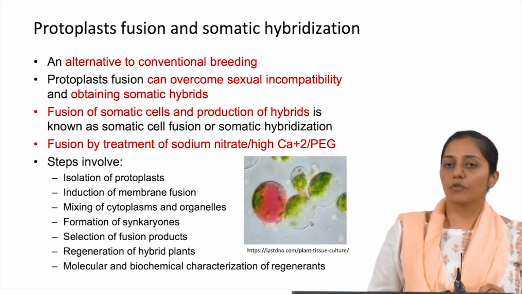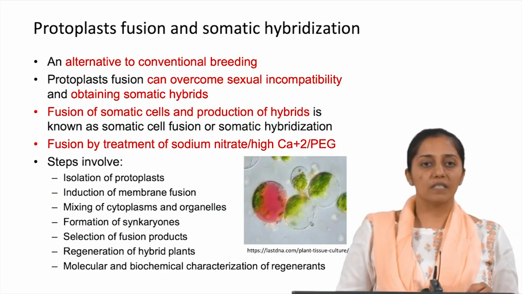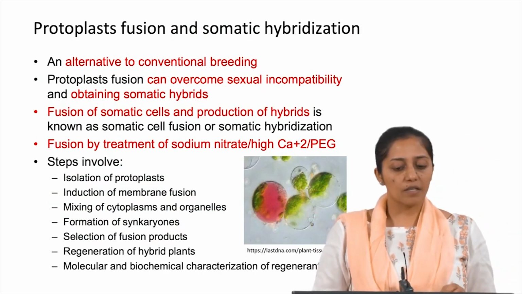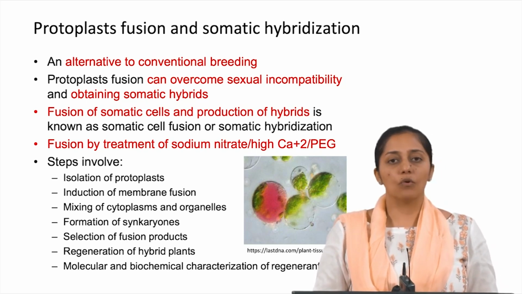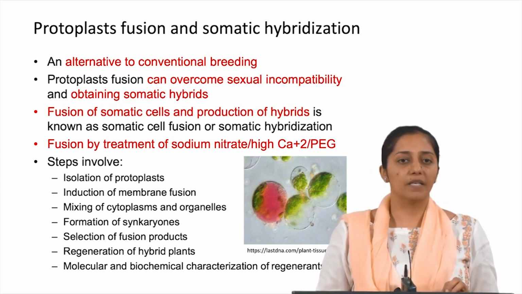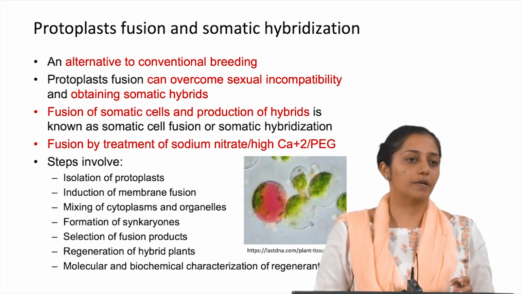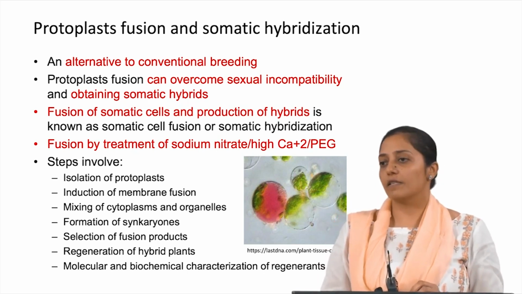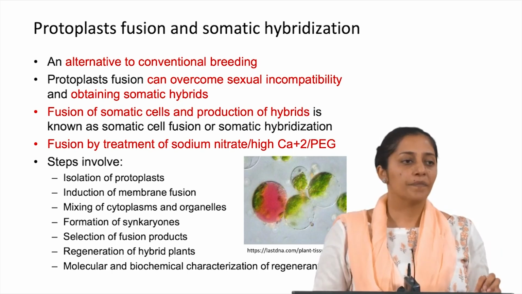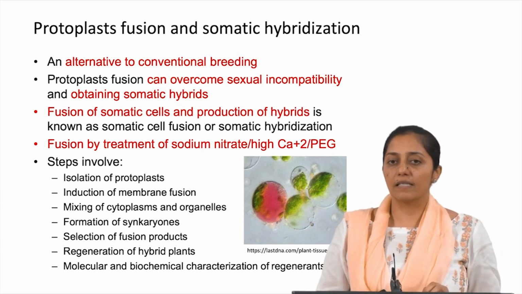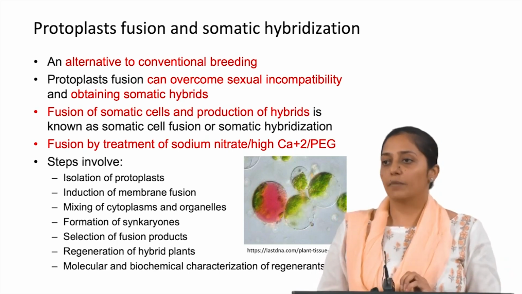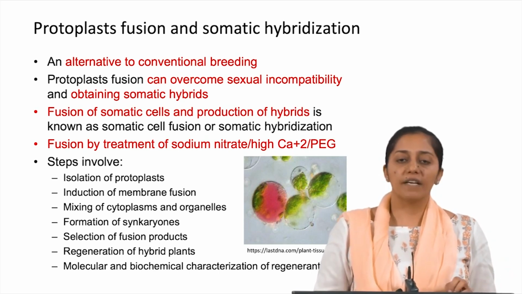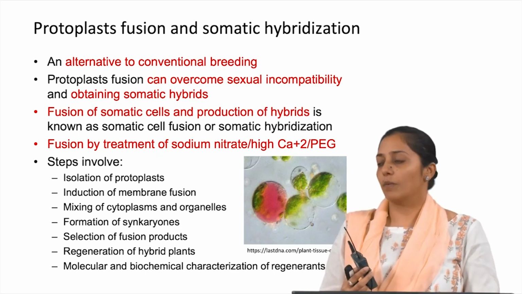So, protoplast fusion or somatic hybridization, how is it done and what is it? It is an alternate to conventional breeding. Protoplast fusion can overcome sexual incompatibility, obtaining somatic hybrids if you use somatic cells to produce hybrid cells. Fusion of somatic cells and production of hybrids is known as somatic hybridization.